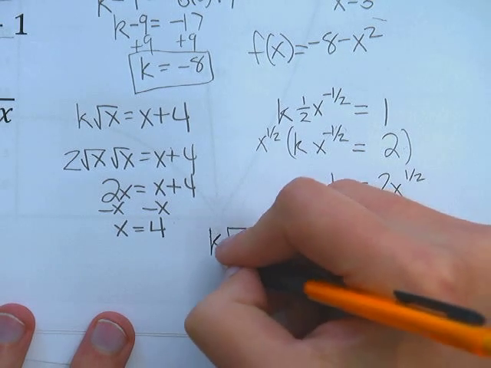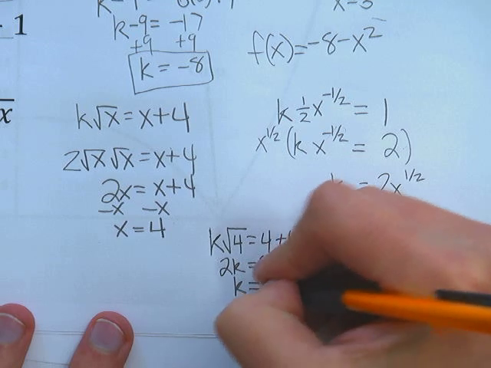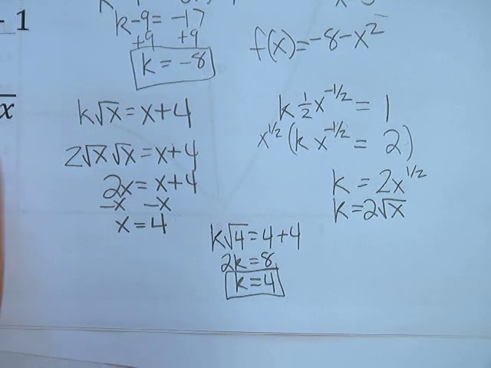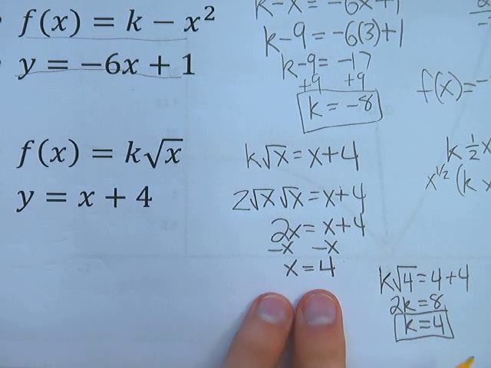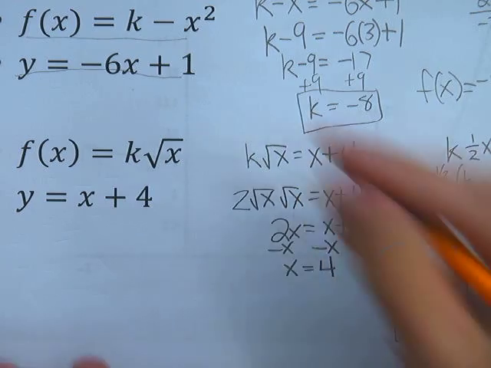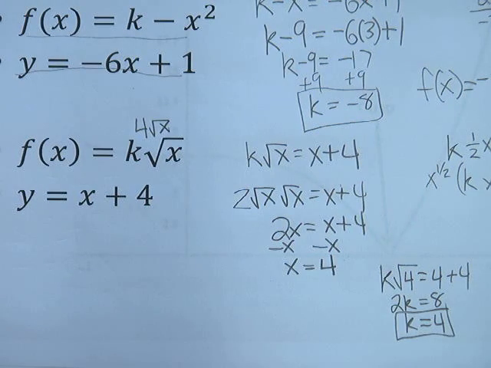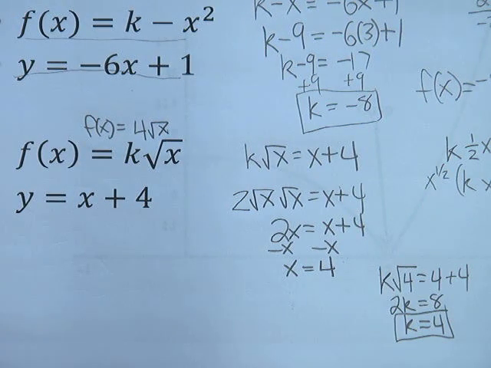And so 2k equals 8. Divide both sides by 2, k equals 4. So actually k is also equal to 4. And so our function that has a tangent line of x plus 4 at x equals 4, the function is 4 root x. So f of x is equal to that.